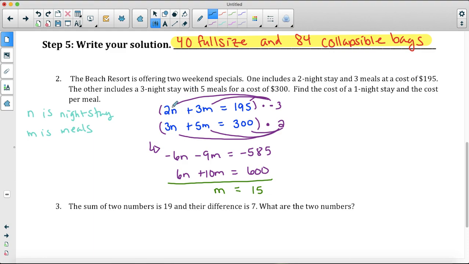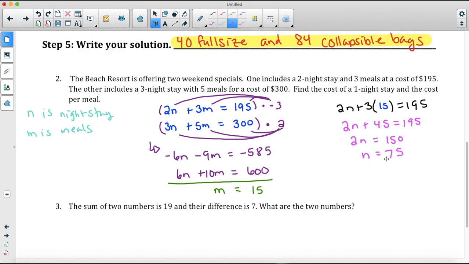I'll just plug it into my top one. So I have 2n plus 3 times our m value, which is 15, is equal to 195. So we'll have 2n plus 3 times 15, which is 45, is equal to 195. Subtract the 45, so 2n will equal 150. Divide by 2, n will equal 75.